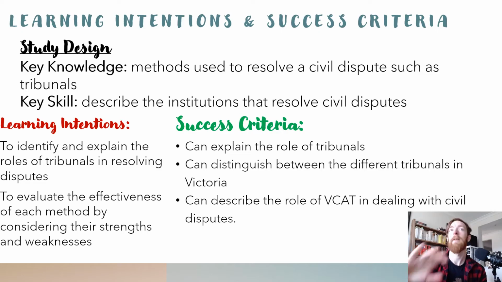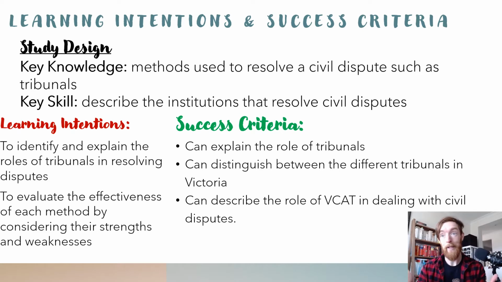So first up, from the study design, we're looking at methods to resolve a civil dispute such as tribunals, and the key skill for that is describing the institutions that resolve civil disputes. We want to identify and explain the roles of tribunals in resolving disputes and evaluate how effective they are by looking at their strengths and weaknesses. Hopefully by the end of this, you'll be able to explain the role of tribunals, distinguish between different tribunals in Victoria, and describe the role of VCAT in dealing with civil disputes.